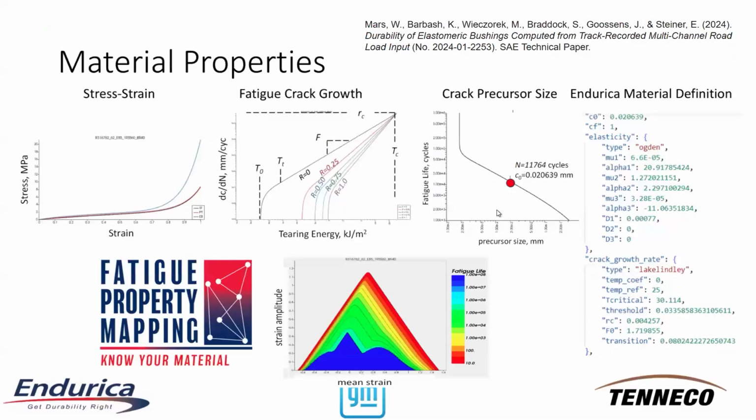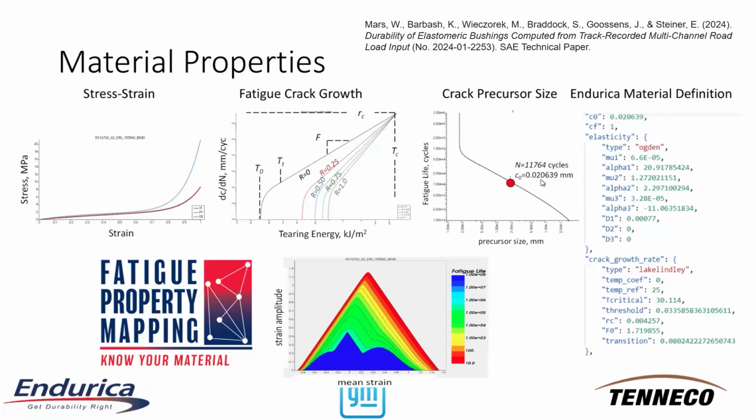As we do the analysis, we're not going to spend a lot of time talking about how we characterize the material, but just as an example, this is the set of material properties that we've assumed in all the analyses that we're going to show you today. We're using an Ogden hyperelastic model to describe stress strain response. We're using the Lake Lindley fatigue crack growth rate model to describe the crack growth behavior. We've got a strain crystallization model. And we've calibrated the crack precursor size, which in this case was about 21 microns.